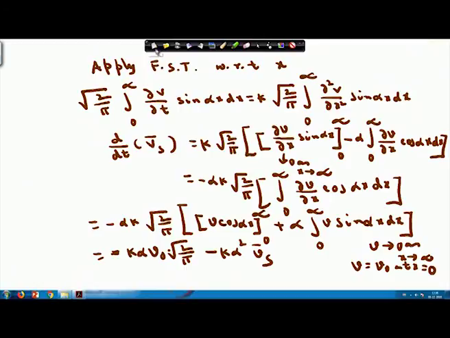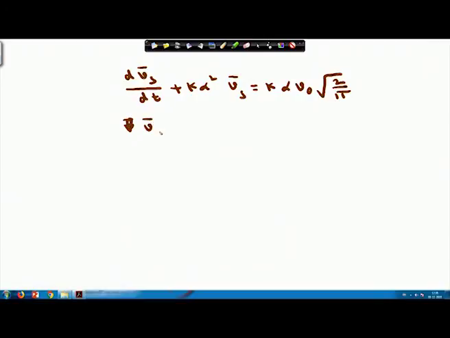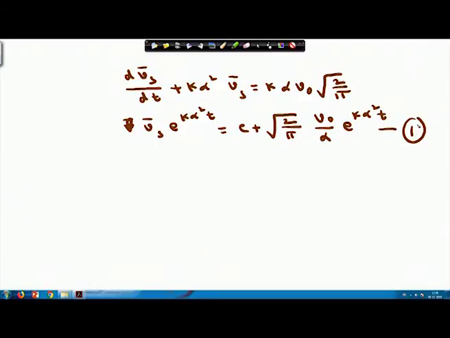Therefore, from here the ordinary differential equation you can write down: d v bar s dt plus k alpha square v bar s equals k alpha v 0 into root over 2 by pi. Once I obtain this, I can write down v bar s into e power k alpha square t, the solution of this, as c plus root over 2 by pi v 0 by alpha into e power k alpha square t, and so this is your equation 1.